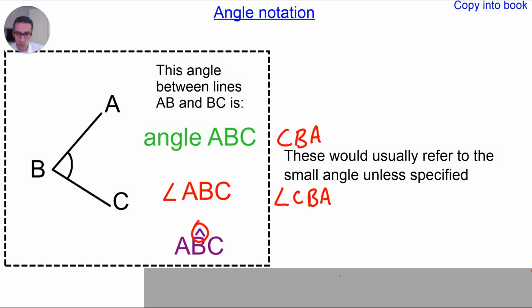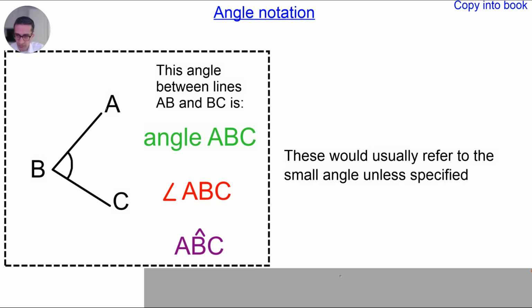Now the most common way that we label angles is like this. And generally at times, we may not actually use the angle symbol as well. So just be aware. Generally, this doesn't cause much confusion. It's not something you would worry about too much.